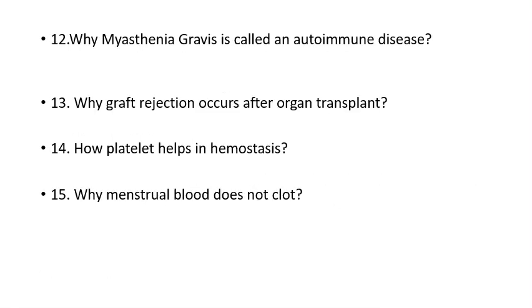Why is myasthenia gravis called an autoimmune disease? Here the antibodies are produced against the acetylcholine receptors, and actually this question will be in the muscle. It was added here, and because the antibodies are produced by the body against its own acetylcholine receptors present in the neuromuscular junction, it is called autoimmune disease.